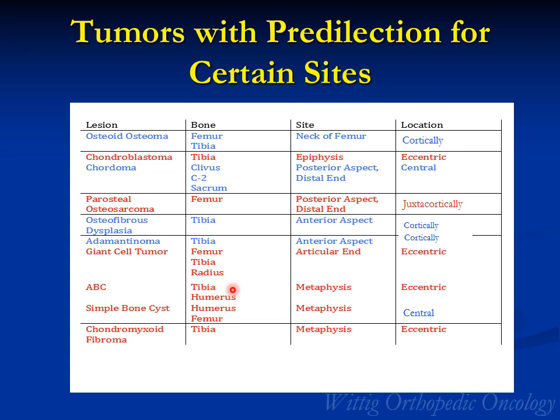Aneurysmal bone cyst arises most commonly from the tibia and the humerus, from the metaphysis, eccentrically. Simple bone cyst usually arises from the humerus and the femur, from the metaphysis, and centrally. I'm sorry, there are a few mistakes in this diagram, but it usually arises centrally in the bone. Chondromyxofibroma most commonly arises from the tibia and from the metaphysis, and is usually located very eccentrically within the bone.